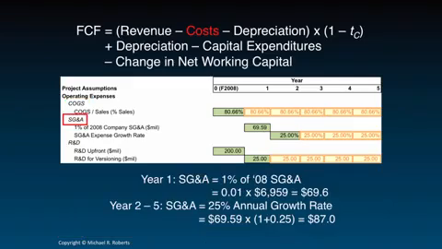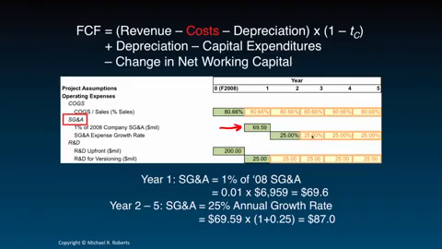Now let's move on to SG&A, still in the costs category. Here we've assumed a first-year SG&A expense of $69.59 million. Now it's in dollars already, so there's not really anything to do. It was just an assumption I made based on 1% of the 2008 company-wide SG&A expense, a number I essentially made up just for illustrative purposes.